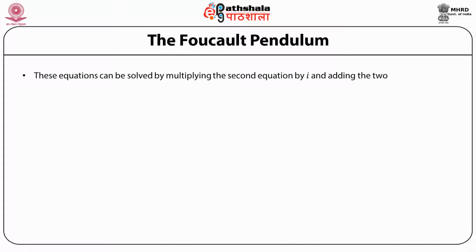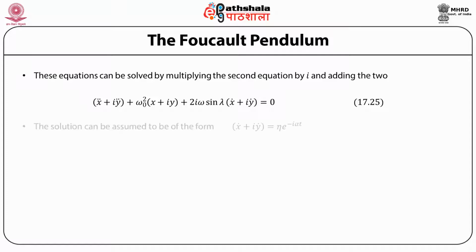Now, these two equations for the x and y coordinates can be solved by multiplying the second equation by i and adding the two equations. Then we get an equation in x plus iy: x double dot plus iy double dot plus omega naught square times x plus iy plus 2i omega sine lambda times x dot plus iy dot is equal to 0. Defining x plus iy as a new coordinate, the solution is of the form x plus iy is equal to eta e to the power minus i alpha t.